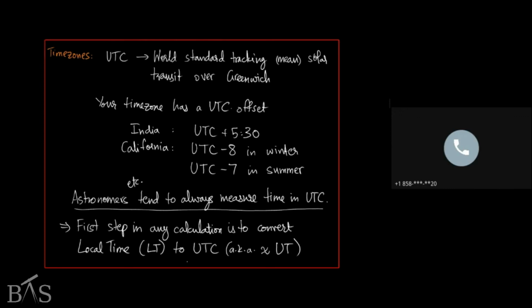The interesting thing is in Europe and in America and in a lot of parts of the world, they have this thing called daylight savings. So depending on whether it's summer or winter, we change the UTC offset. So right now, my UTC offset is UTC minus 7 in California in the summer. The first step in almost any astronomical calculation is to convert your time, whatever it is, to UTC. And we do that by accounting for this offset. So in India, you would subtract 5.5 hours from your local time and get it to UTC. So astronomers always tend to measure time in UTC.